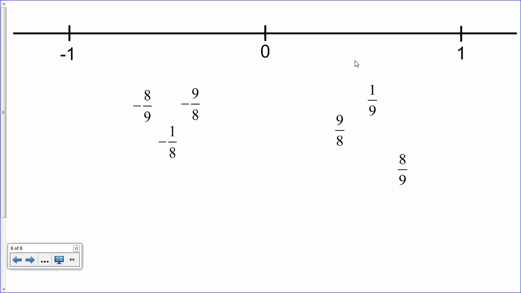All right. So what's going on here is this 1/9 would be just barely bigger than 0. 8/9, well, gee, if I had 9/9, I'd have a whole pizza. So this fraction is 1/9 less than 1. This fraction, 9/8, is 9 of those slices where there are 8 slices in each pizza. So that's 1/8 more than 1.